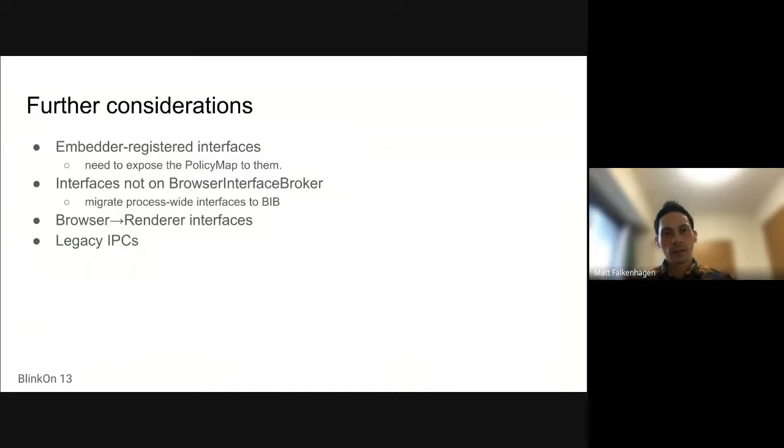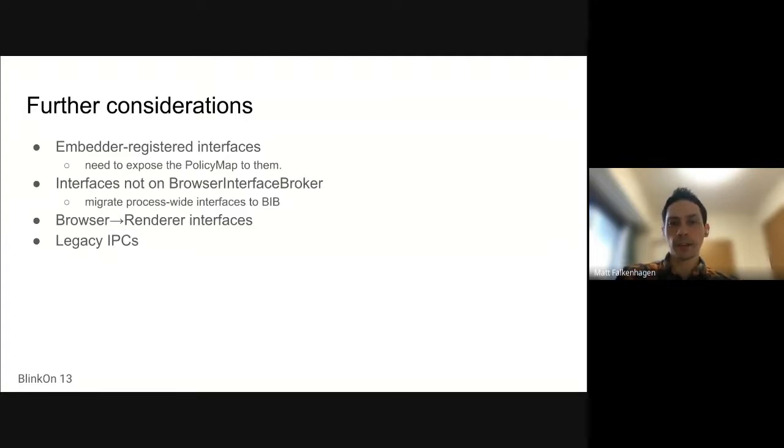And so this is not all there is about Mojo capability control. Some other interesting points to note here are that there are some interfaces that are provided by embedders. So what that means is, if they need to, we're going to have to expose the policy map and policies to embedders. So they will have to know what they want the policy to be for the interface that they're registering if it's requested during pre-rendering.